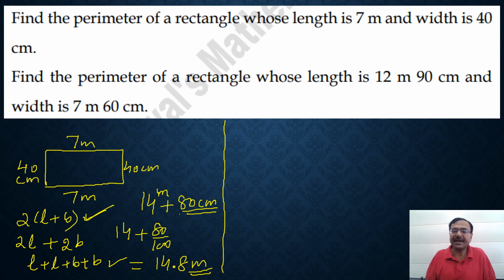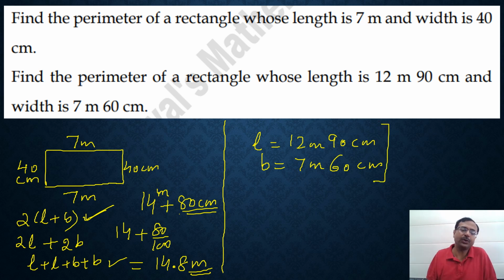Okay, let's see the other question of rectangle. The length is given as 12 meters 90 centimeters, and the width is given as 7 meters 60 centimeters. So how do you tackle this to find the perimeter? I'm sure you are going to use the formula directly, but what will I do? I'll first convert this into meters. That's because I don't want to handle meter and centimeter both in the same question. So let's get rid of the centimeters.